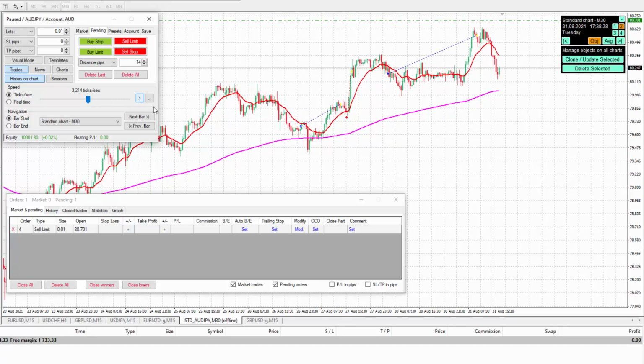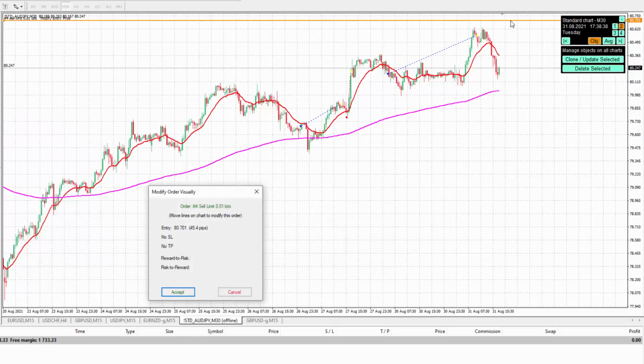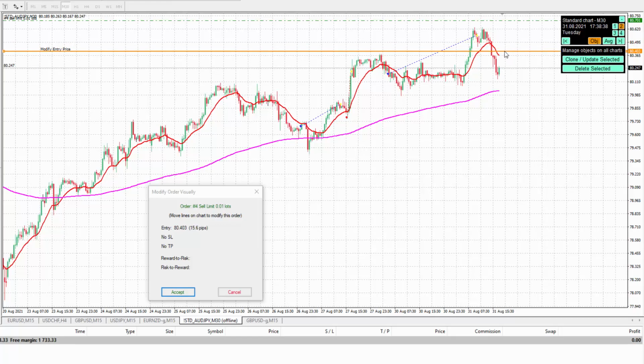Okay, this time didn't work, the price just fell down. However, I still want to use this example and show you what a sell limit order looks like. So I'm going to modify the current order and I'm going to set it up here. So the price is here. If it reaches this area here, it will trigger my sell order.